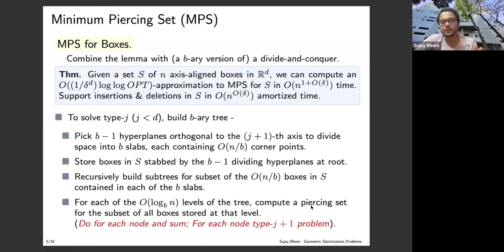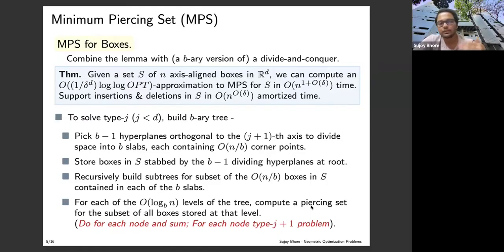So pick B minus 1 hyperplanes, which are orthogonal to the (J plus 1)th axis, and divide the space into B many slabs, and each of these is going to contain roughly order n by B many corner points. We store the boxes in S stabbed by these B minus 1 dividing hyperplanes at the root. Then we recursively build this subtree for the subsets of order n by B boxes in S contained in each of the B slabs.